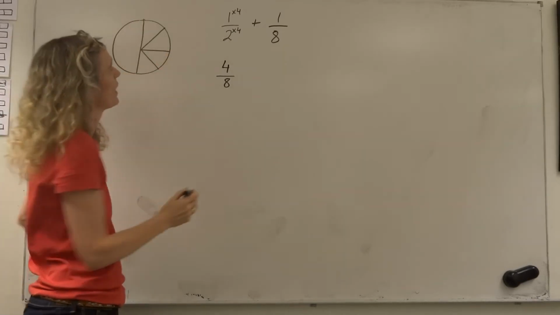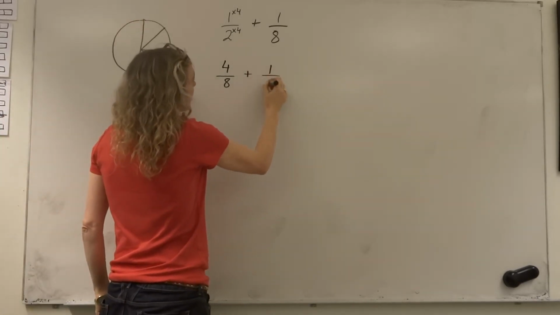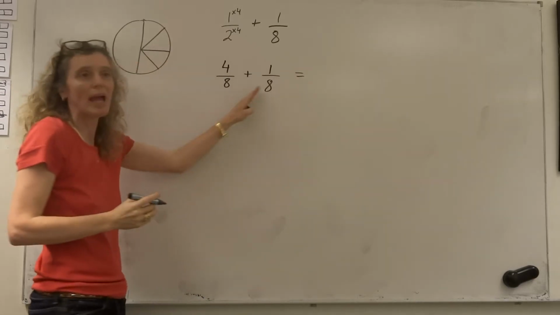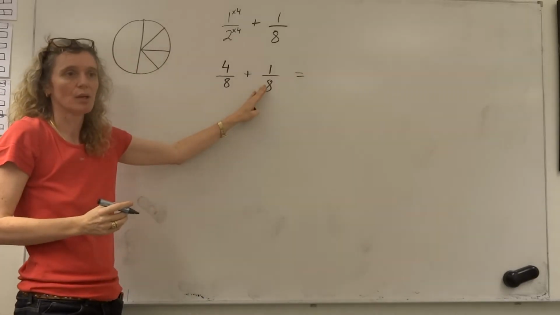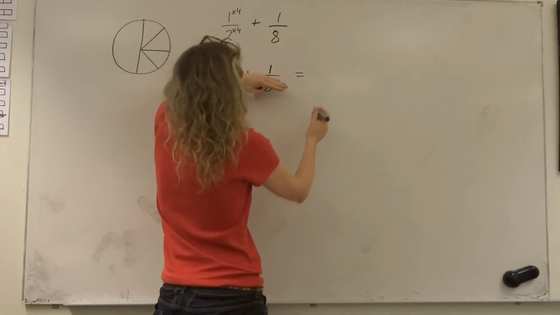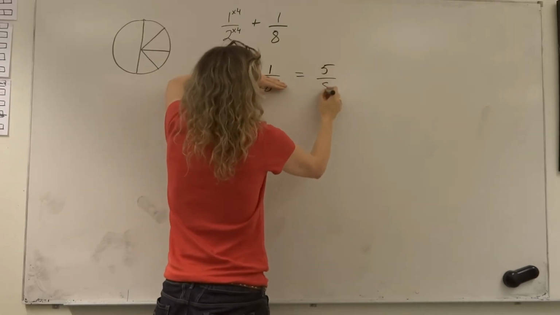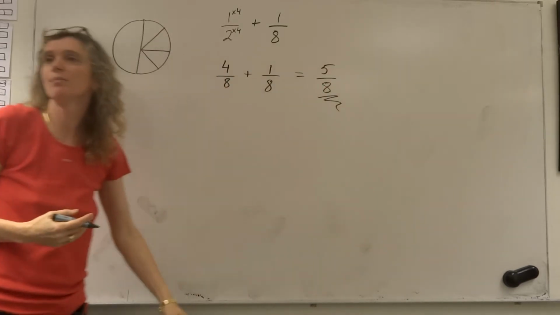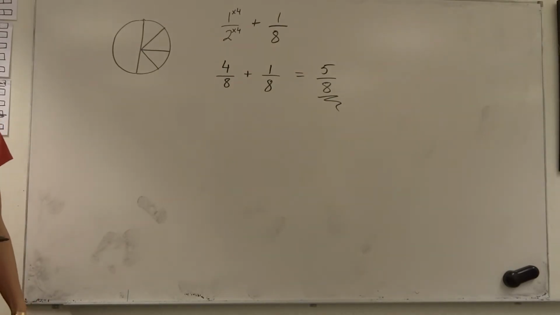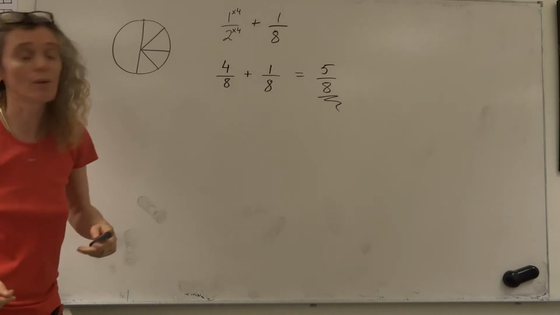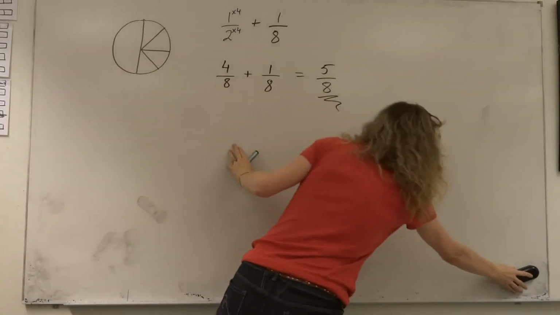So this is what we're doing. Then we can add our 1/8 to it, and now we have the same denominator on the bottom. So now we're allowed to add. 4 plus 1 is 5, and we're counting in eighths of pizza. Can we simplify it anymore? No, we can't. So that would be our answer, 5/8.